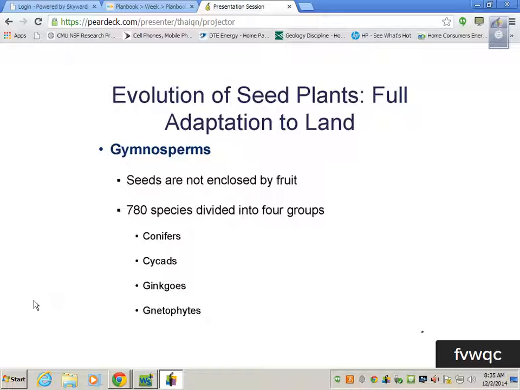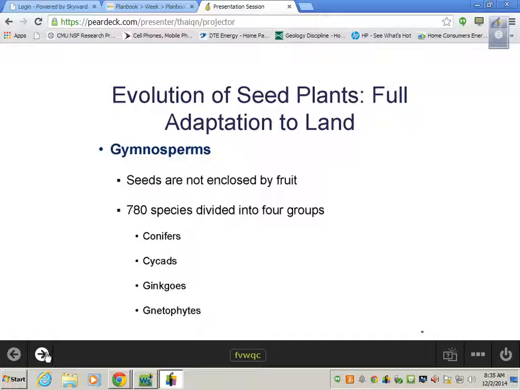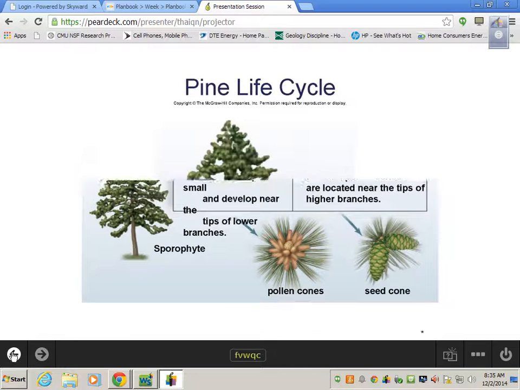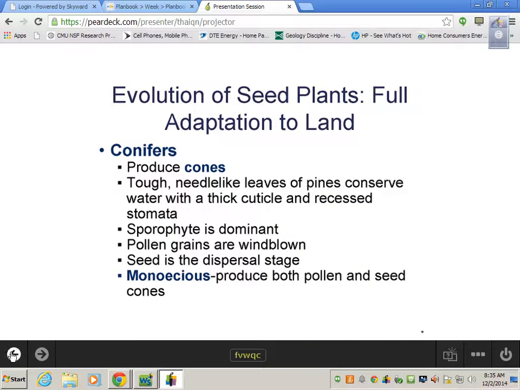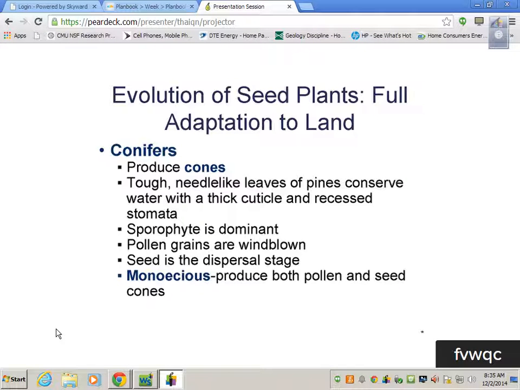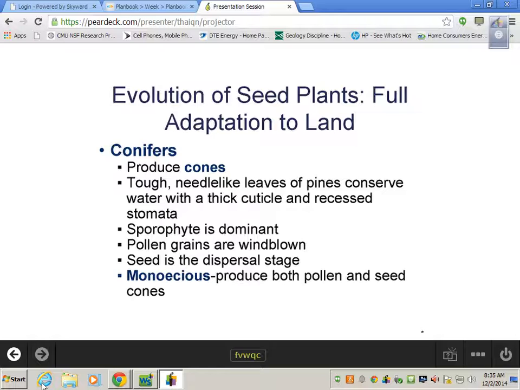these seeds are not enclosed by fruit. There's 780 different species divided into 4 basic groups: the conifers, the cycads, the ginkgos, and the gnetophytes. We're going to look a lot at conifers today. Oh, sorry, I went on hyperspeed there. So starting with the conifers, we know they are cone-bearing. Did I go too fast? Sorry.